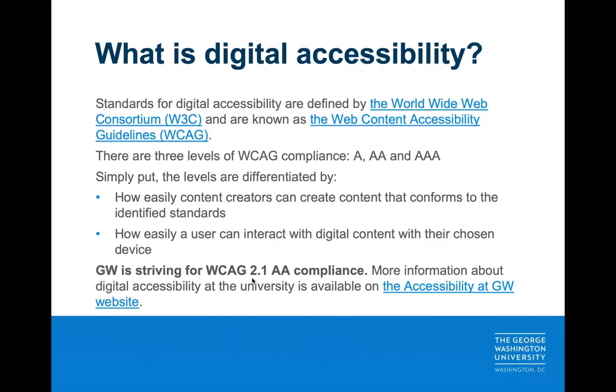Those come in 3 different levels, A, AA, and AAA, from the most basic level of accessibility compliance to some of the stricter standards that greatly improve how somebody with a disability can use our website, our digital presence. Here at the university, we're striving for WCAG 2.1 AA. That's the latest version of the WCAG.